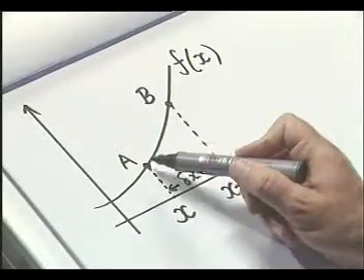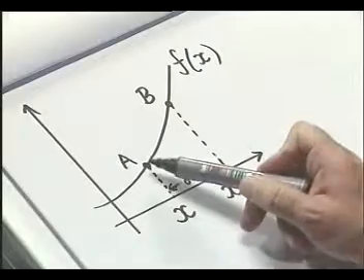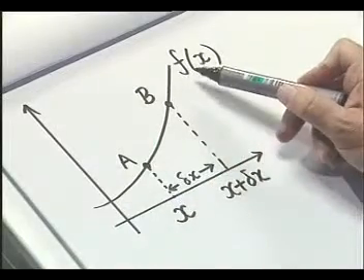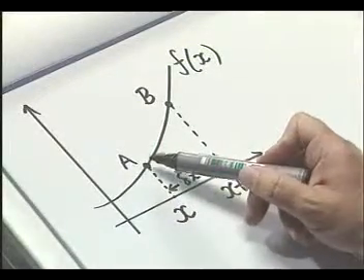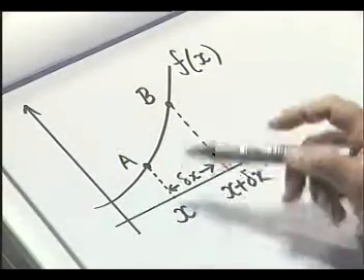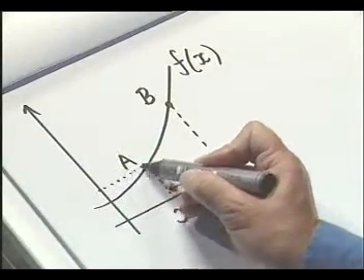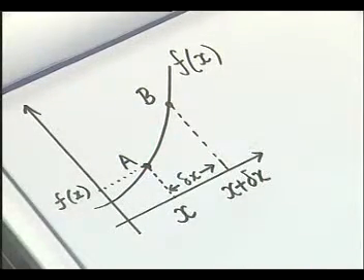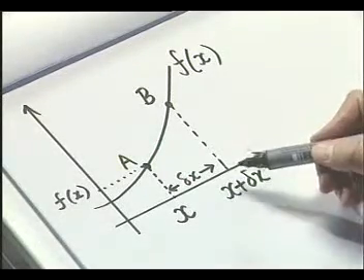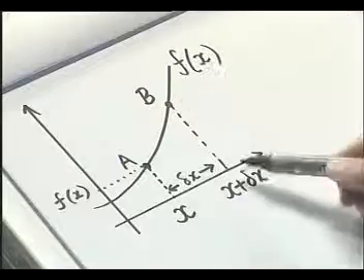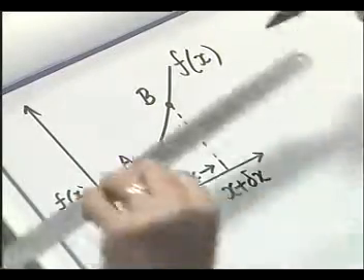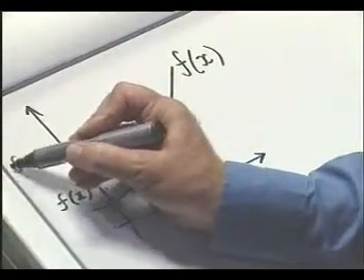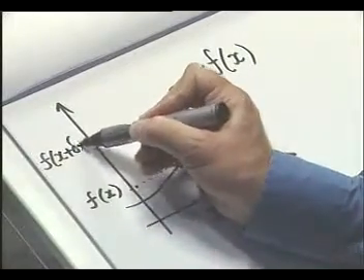What about the y-coordinates at A and B? Well, at A, the x-coordinate is x, and A lies on the graph of f of x. So the y-coordinate at A is just f evaluated at x, or f of x. The y-coordinate at B, in a similar fashion, is just the function evaluated at this x value, which is x plus delta x. So the y-coordinate at B will be just the function evaluated at x plus delta x.